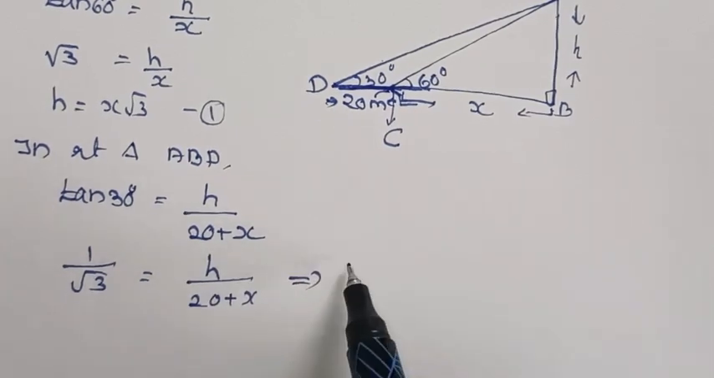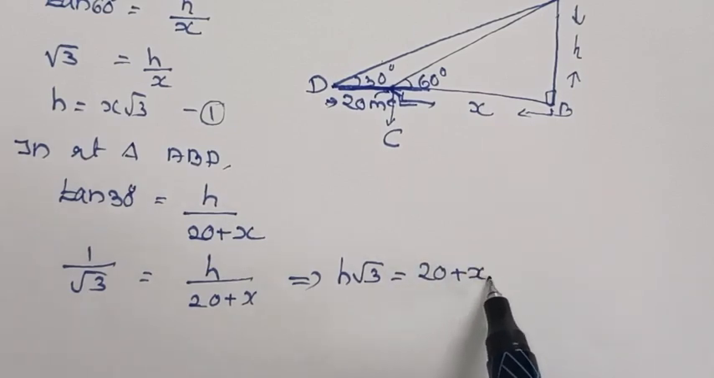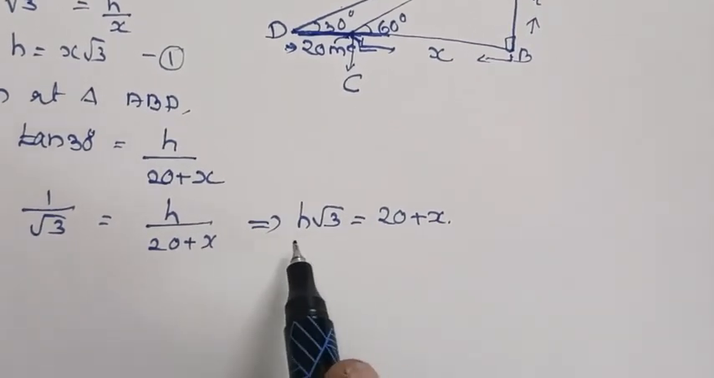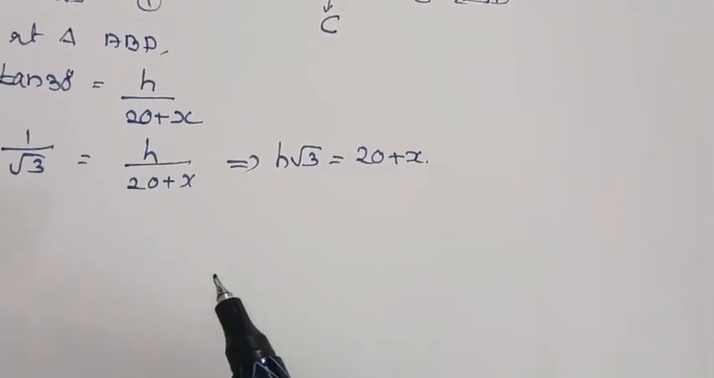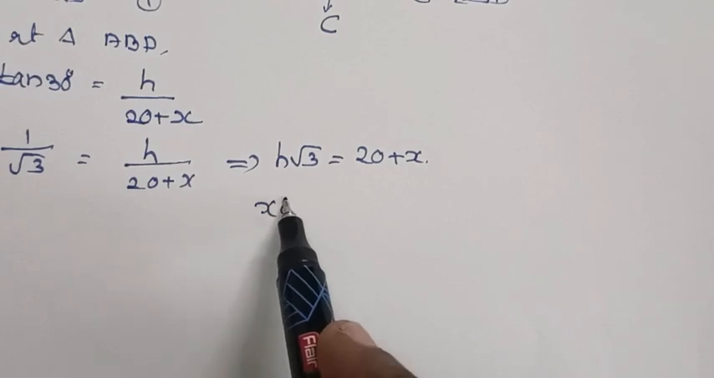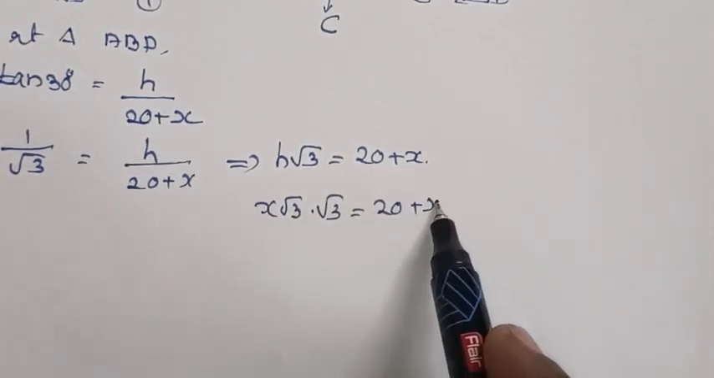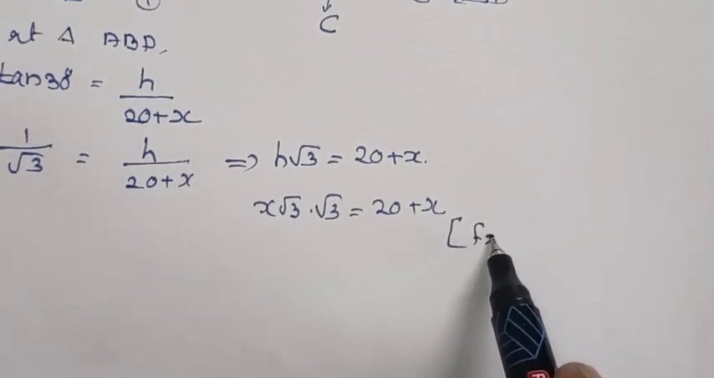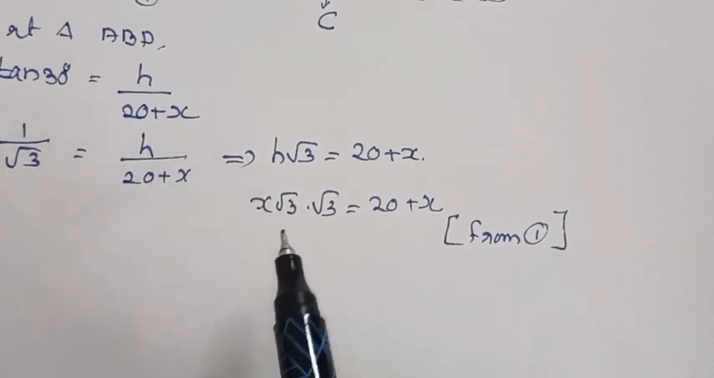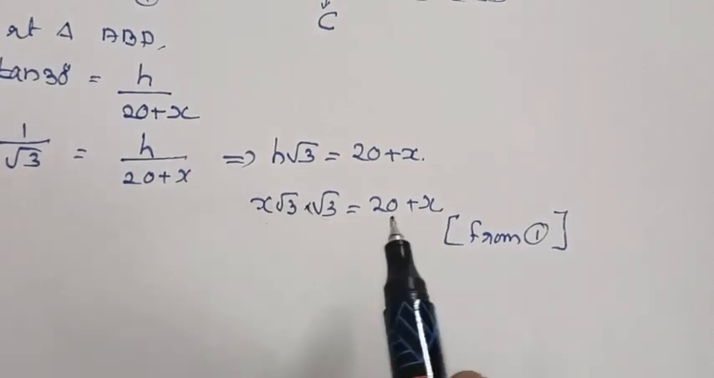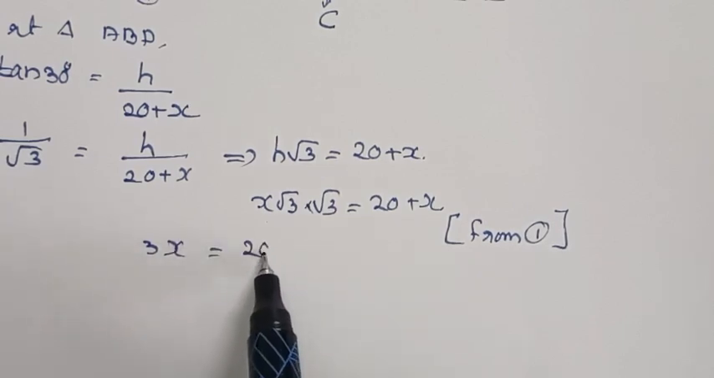Cross multiplying we get h root 3 equal to 20 plus x. Substituting the value of h from the first equation, we get h equal to x root 3, isn't it? So substituting the value of h as x root 3, we get x root 3 into root 3 equal to 20 plus x. That is 3x equal to 20 plus x.